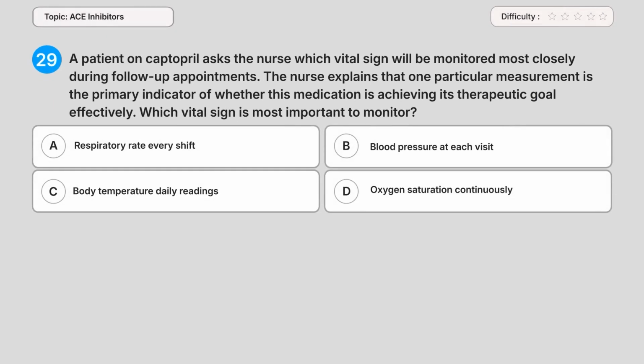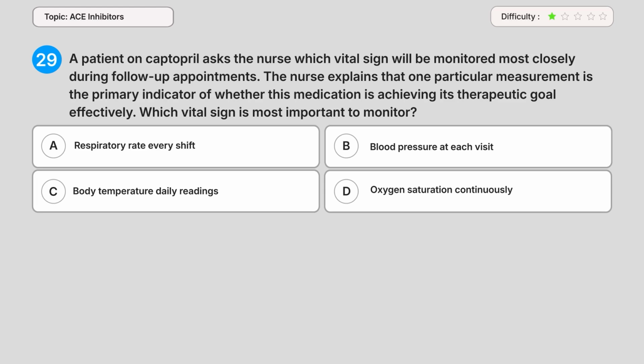29. A patient on captopril asks the nurse which vital sign will be monitored most closely during follow-up appointments. The nurse explains that one particular measurement is the primary indicator of whether this medication is achieving its therapeutic goal effectively. Which vital sign is most important to monitor?